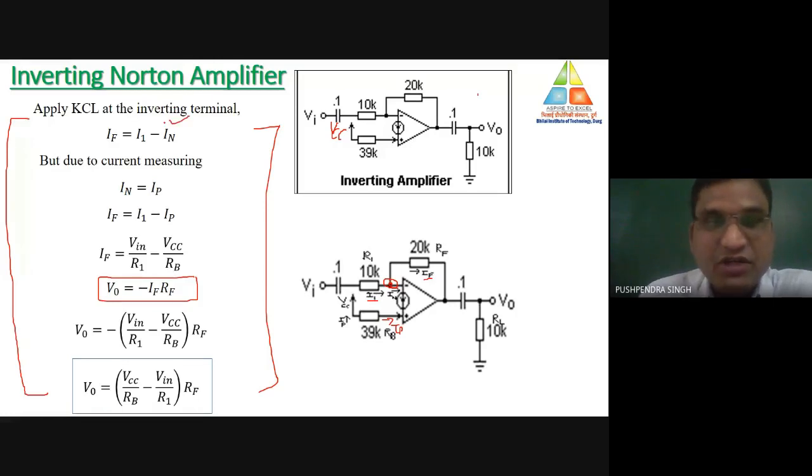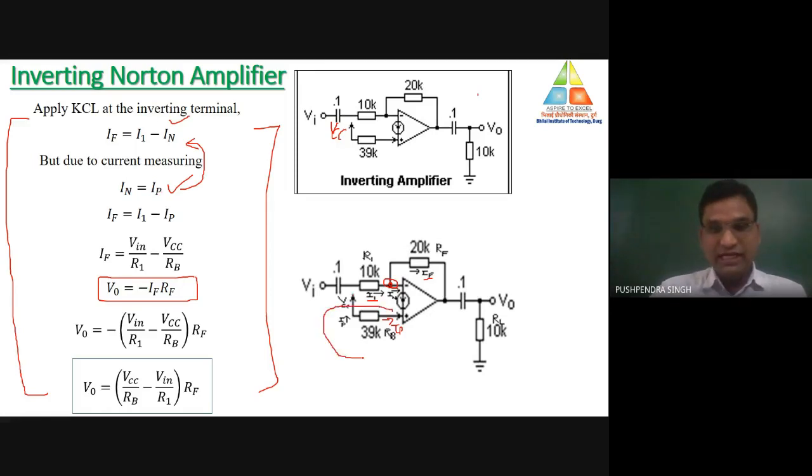IF is equal to what? I1 minus IN. But due to current mirroring, IN is equal to IP. Why? Because due to current mirror, I told you both the terminals are connected to each other. So IN is equal to IP. Let's substitute. Why am I calculating IP in place of IN? Because we need to take this resistance also into consideration. That's why I am replacing the value of IN by IP. So IF is equal to I1 minus IP.